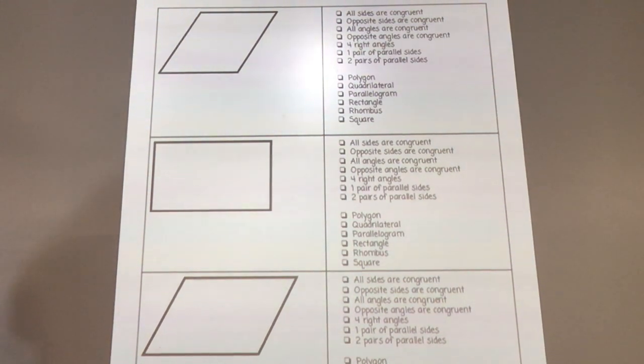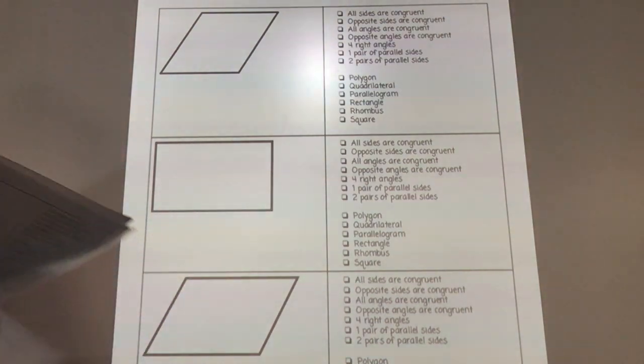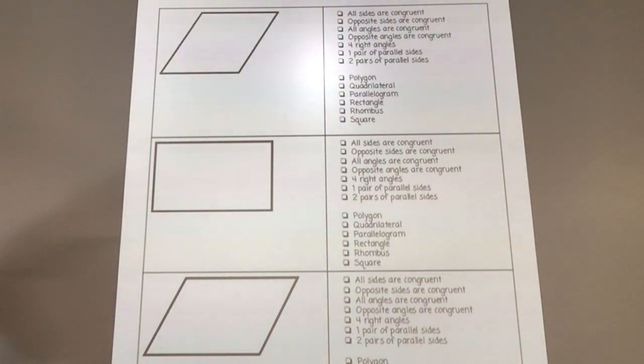Is this qualifying as that? Yes, it's a polygon. Good. Quadrilateral? Yes. Parallelogram? No. Are the opposite sides parallel? Yes. Rectangle? Yes. Rhombus? No. Square? No.